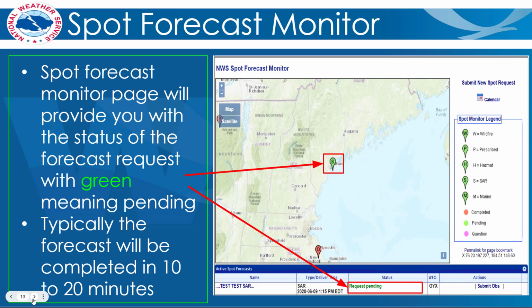After you hit the Submit Request button, the site will automatically bring you to the Spot Forecast Monitor page. On this page, your request will show as pending in the color green on both the map and in the table below. Typically, the spot forecast takes about 10 to 20 minutes to be completed and sent back to you, but it could be faster.